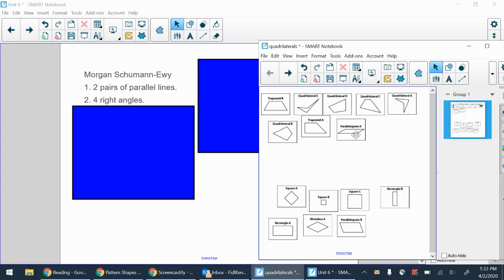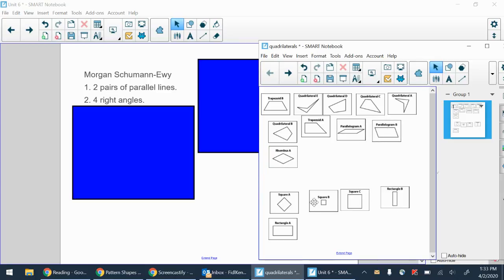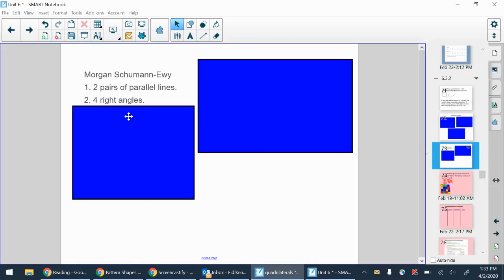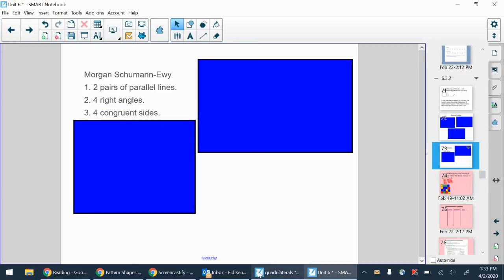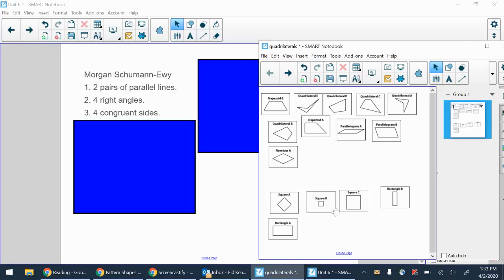Yes. Oh, I'm just going to get rid of the parallelograms and the rhombus. All right, let's see what we got next. 4 congruent sides. Ooh, all right, remember congruent sides mean they're all equal. So I'm going to get rid of the rectangles because these sides, we have two different types of length sides. All right, so I know it's going to be one of the squares.